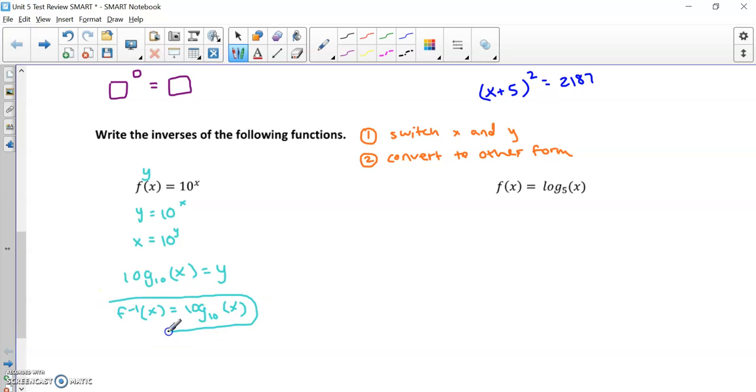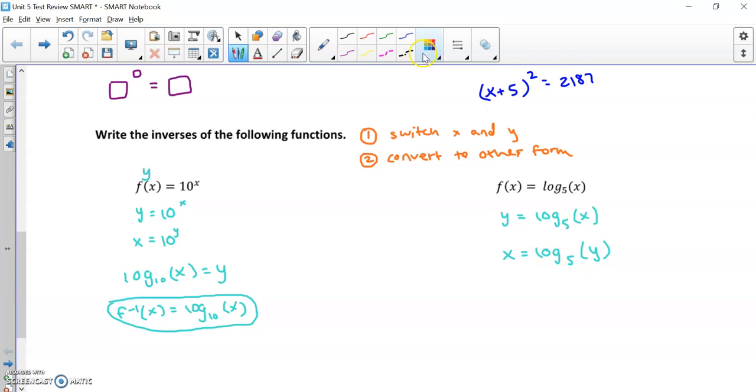So this is our final answer. Now for a log one, we know that we have y equals log base 5 of x. So step 1 is to switch x and y, which gives us x equals log base 5 of y. And then we can go ahead and rewrite this in the other form. Right now it's in log form because obviously the word log is in there.